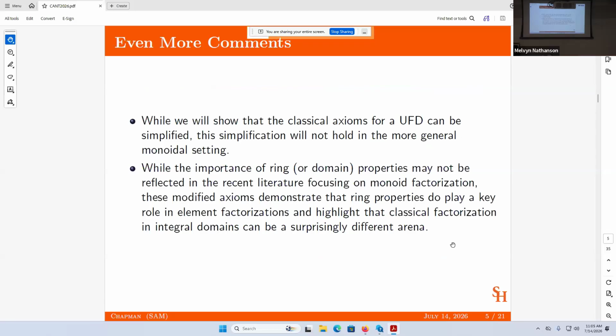So again, the point is going to be that I'm going to simplify that UFD definition, but it's not going to work in a more general monoidal setting. And I'll illustrate that here as we go on. So again, the last comment here is while the recent literature doesn't emphasize the properties of a ring in the factorization setting, they're important. And I think this result kind of shows that.